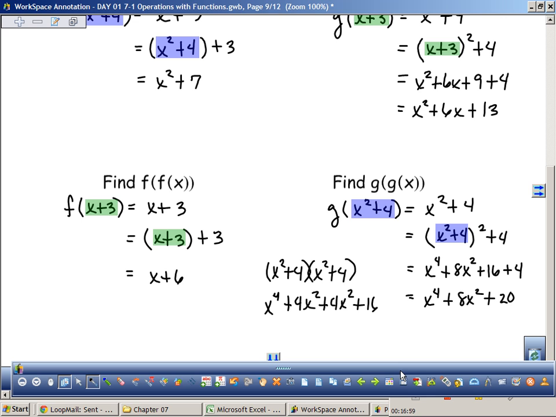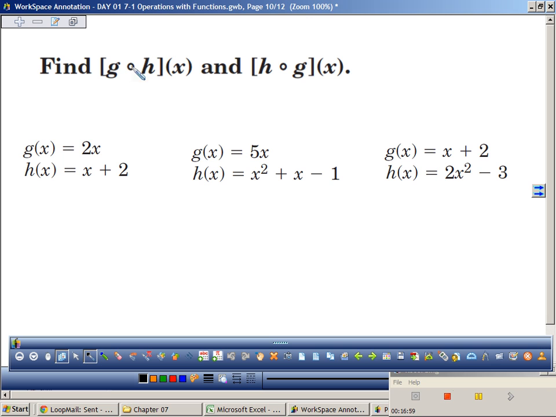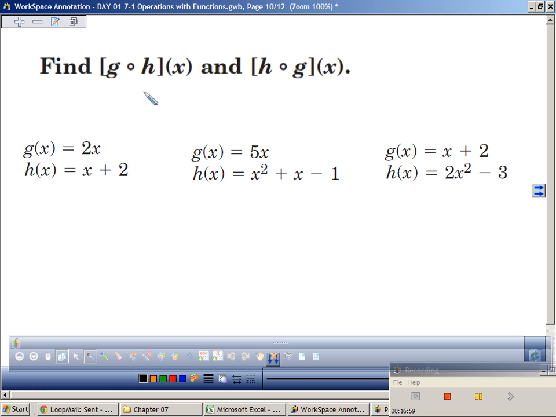Are you guys ready? Moving on. Okay, here's the last one, because I want you guys to work on this. So this one is saying I've got a composition. I'm going to find g of x with respect to h. That's the way I like to say it. Many teachers say it many different ways. But this is the composition of g of h of x. I like to write it like this.